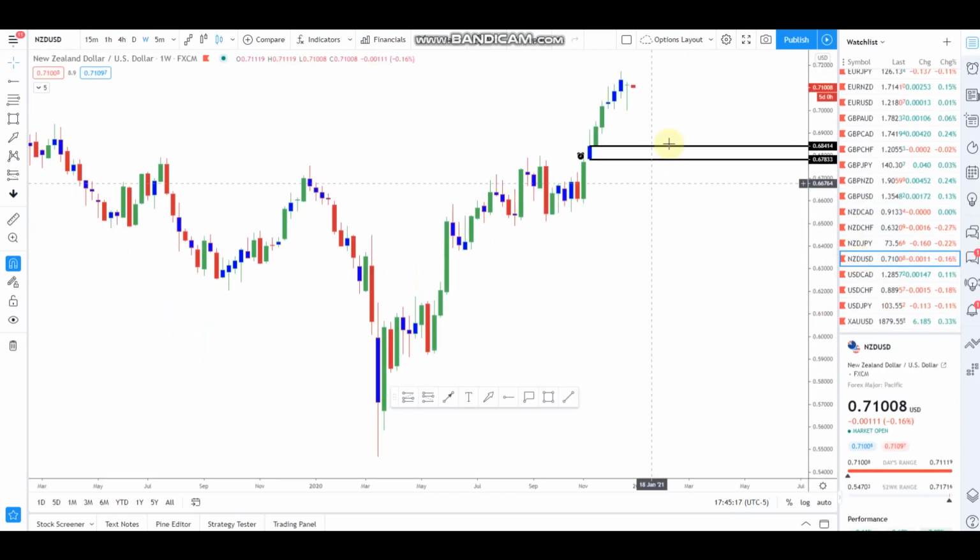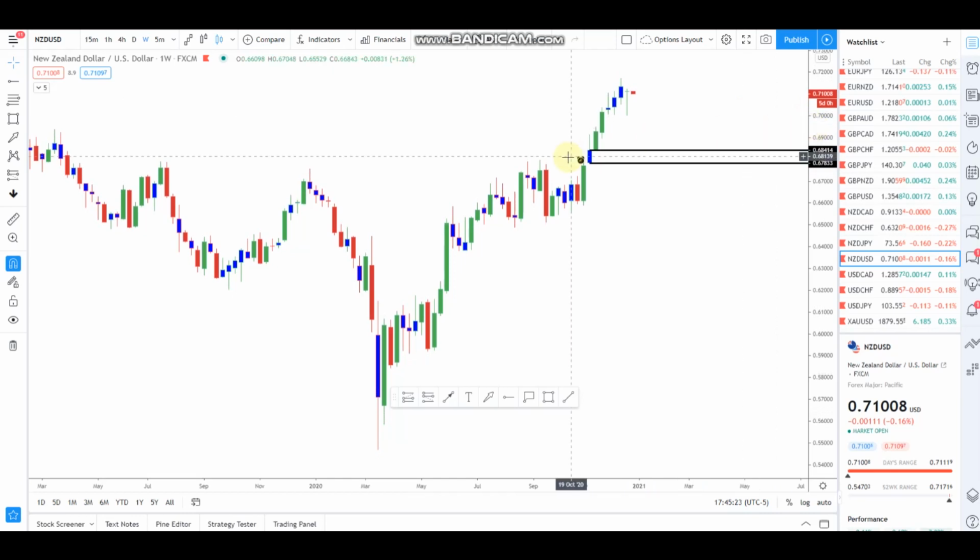New Zealand USD, didn't quite get that. We're still bullish on the New Zealand pairs. And no new zones to enter here. You can see if it comes down into this area, I'll look to buy. Otherwise, we just kind of hold tight.